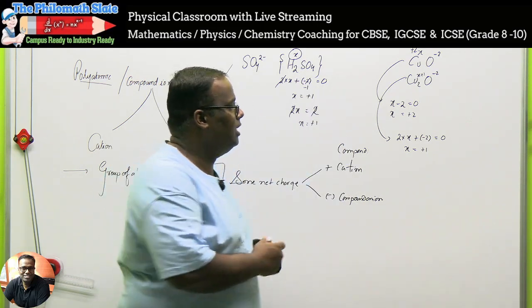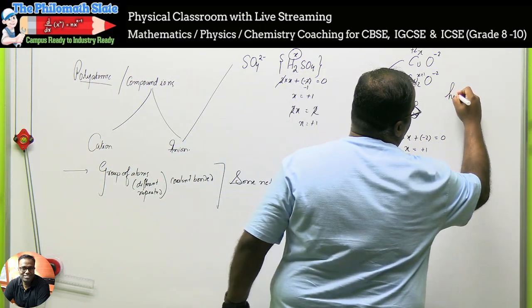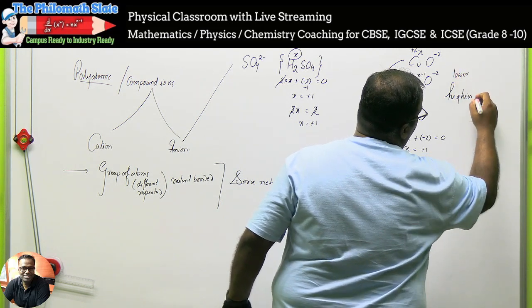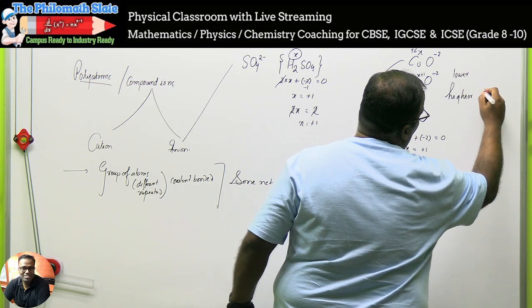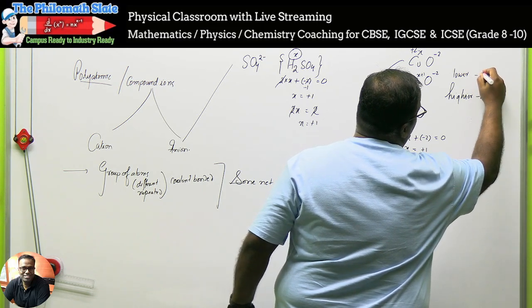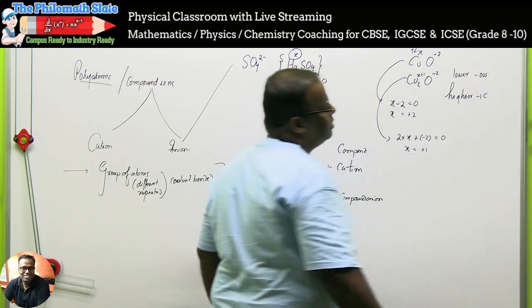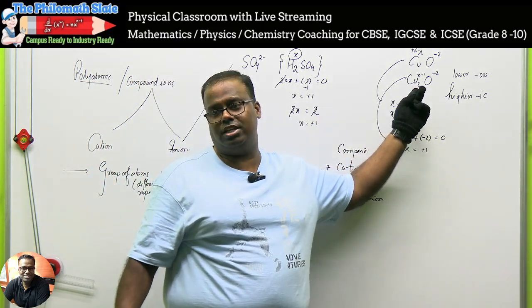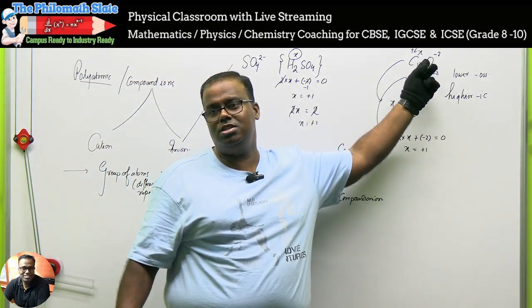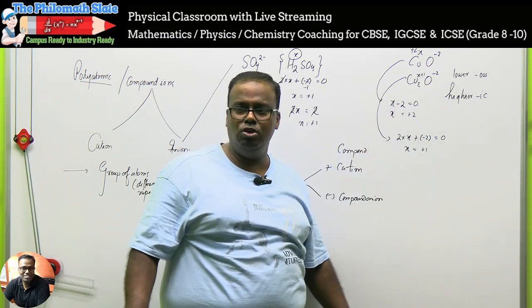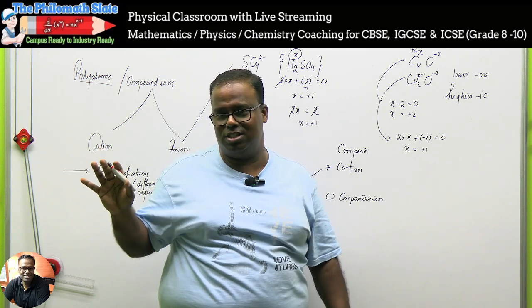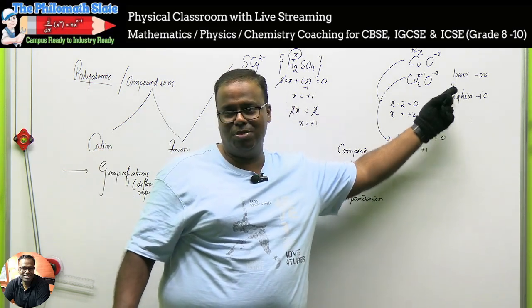The higher one and there will be a lower. The higher one in terms of Latin will always end with ic, and the lower will end with ous. So the lower one will be known as cuprous oxide. Higher one will be known as cupric oxide. But IUPAC says, shut up. You can't do all these nonsense. But still we love to say it in this manner.